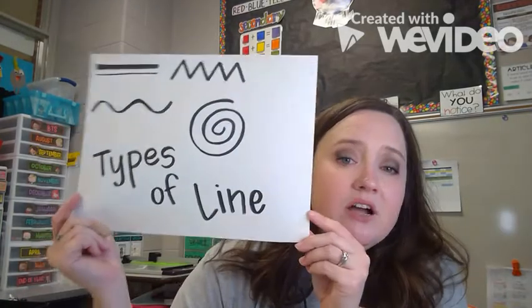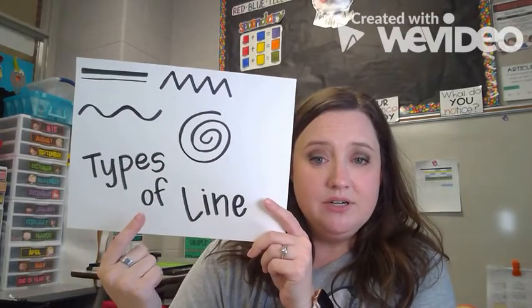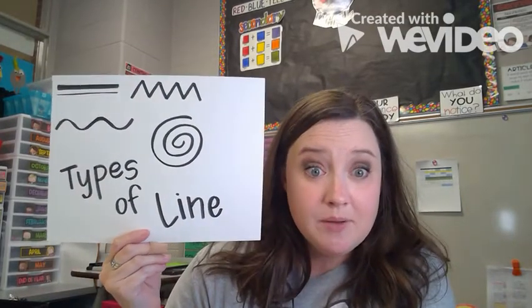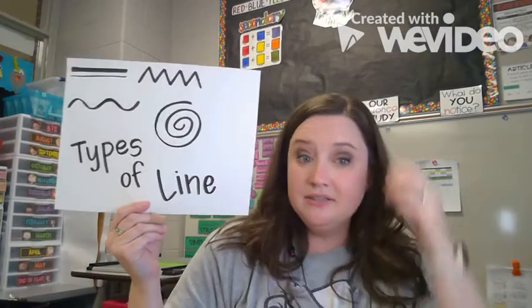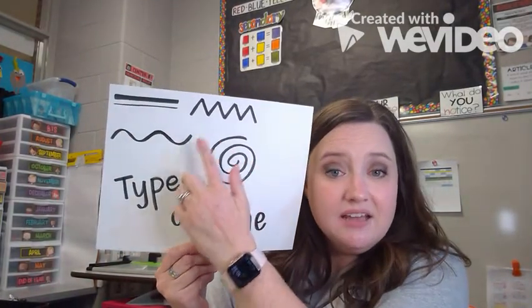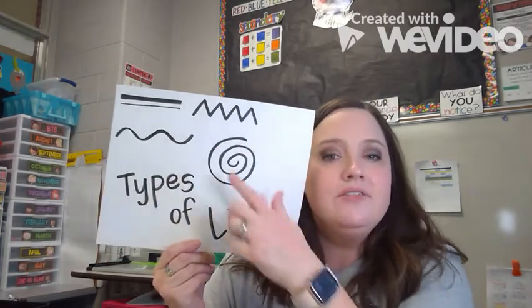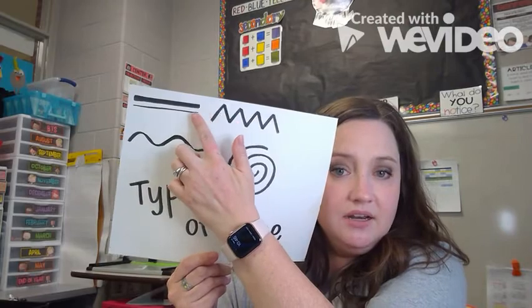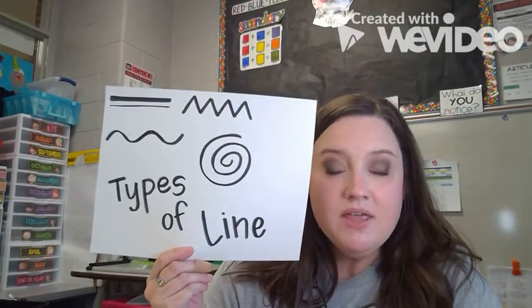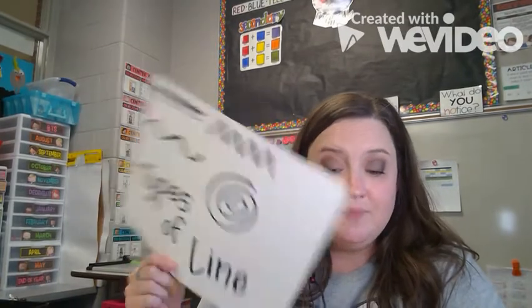So we're going to talk about some different types of lines. Right now, it's backwards on mine, so I hope it's not backwards on yours once it actually comes out. We have straight lines, zigzag lines, curvy lines, and spiral lines. And then all of these lines can be either thin or thick. Okay, so I want to see different types of lines in your artwork.